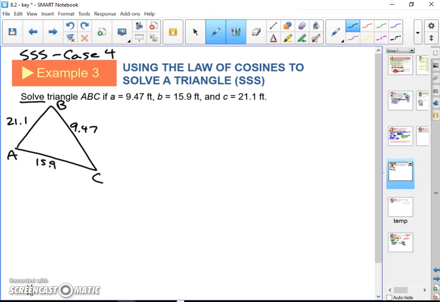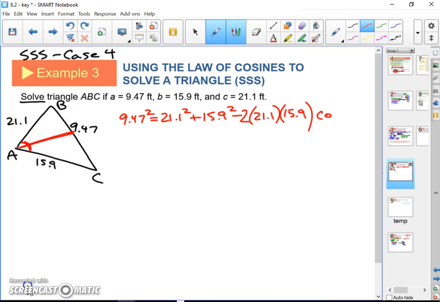So, I need to find an angle, and it doesn't really matter where you start. Let's just start with the smallest one. And notice kind of a partnership here. If you want to find angle A, then you have to notice that that's across from the smallest side. And so how I would set this up is I would say 9.47 squared is equal to 21.1 squared plus 15.9 squared minus 2 times 21.1 times 15.9 cosine of angle A.